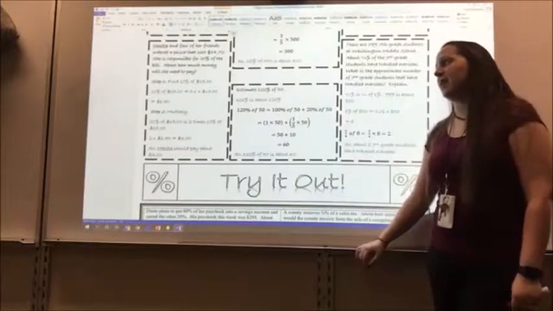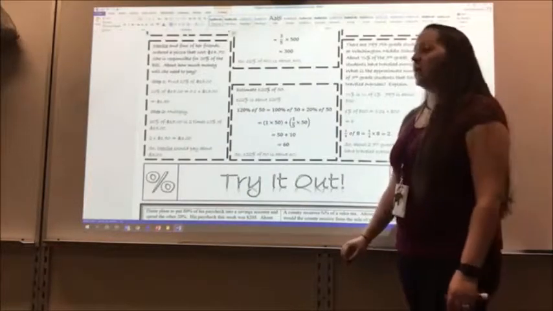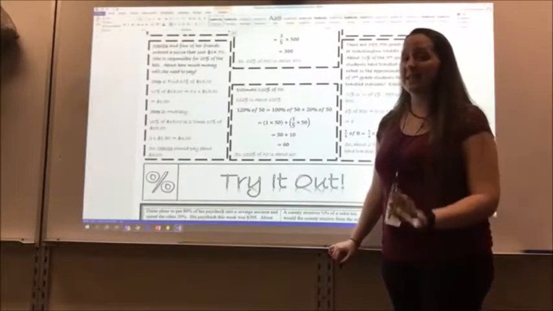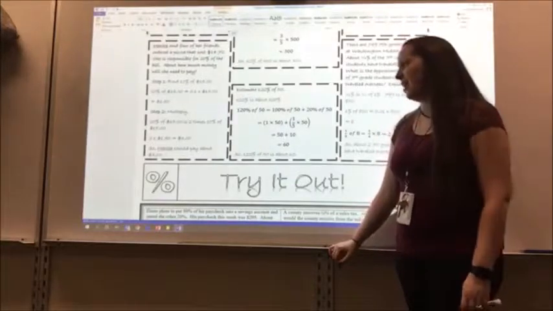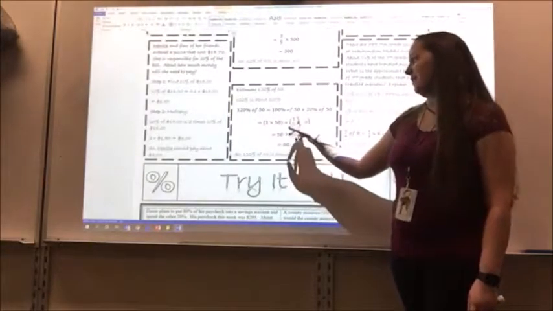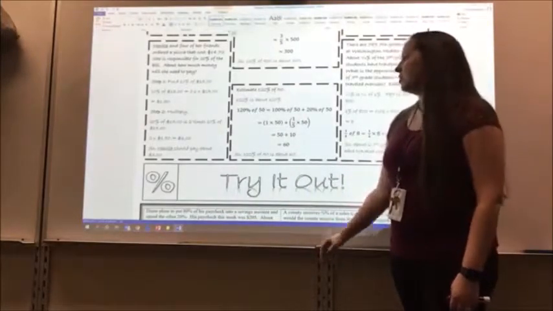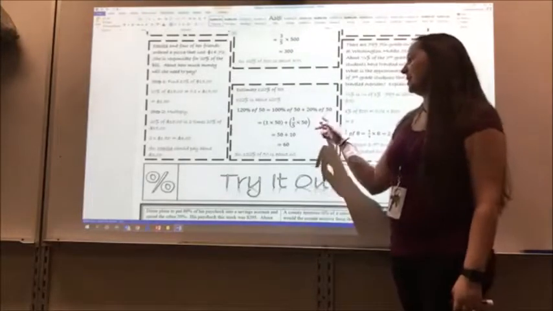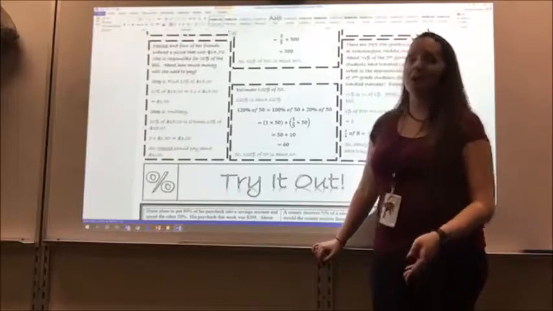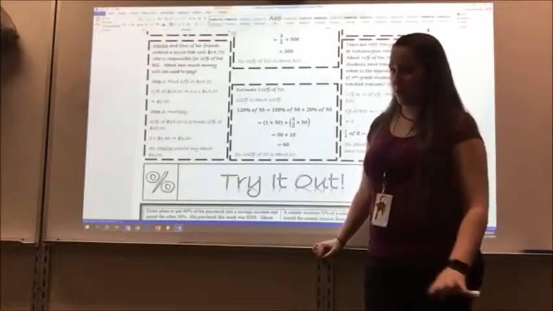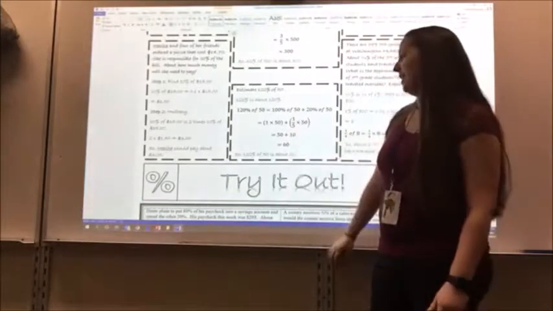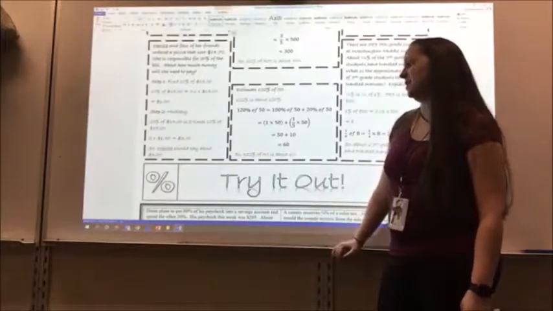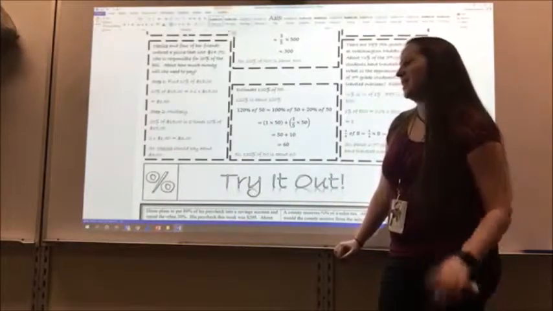Another one I have is estimate 122% of 50. 122% is about 120%, right? Again, we're dealing with nice, easy numbers. 120% of 50. So 100% of 50 plus 20% of 50. 100% of 50 is really like saying 1 times 50, which is 50. And then I want to take 20%, which I can change to a fraction, 20 over 100, reduced to 1/5. So 1/5 times 50. 1/5 of 50 is about 10. So 50 plus 10 is 60.